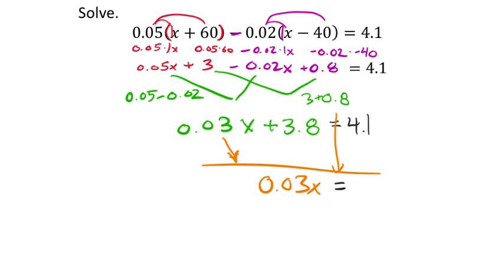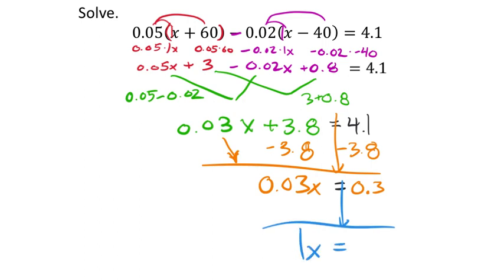I'm going to zero it out by subtracting itself, minus 3.8. I put that minus 3.8 there in orange. If I do it to one side, I must also do it to the other side. That gives me 0.3, which you can put into the calculator. The last thing I need is an old-fashioned 1x, not 0.03x. How do you get 0.03 to be 1? Just divide it by itself. So divide by 0.03. If you do it to one side, you must do it to the other side as well.